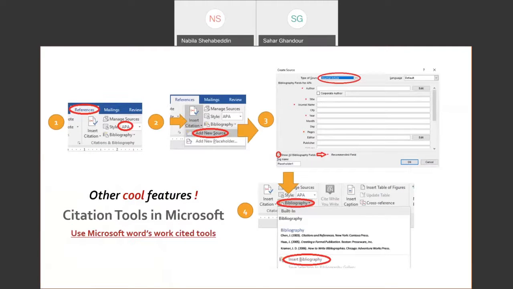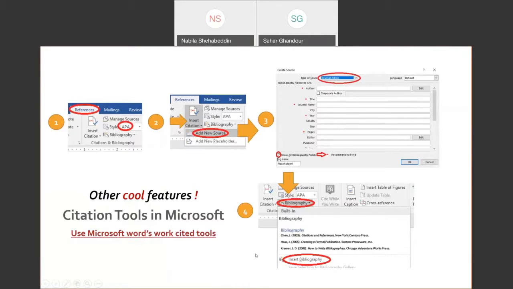One more tool is the citation tools in Microsoft. Here in any Word document, you can see the References tab. All you have to do is select the style, then go to Insert Citation, add a new source, then select the type of source, fill in the information. And once you're done with this, you simply click on Bibliography and you insert the bibliography.